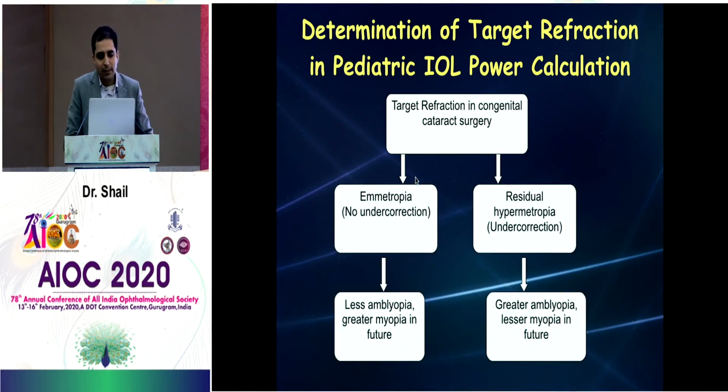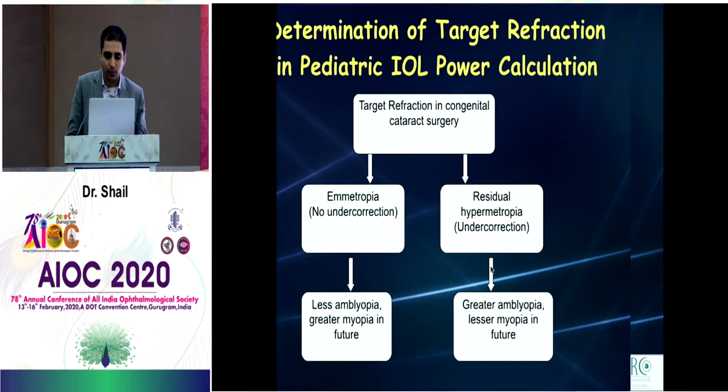So the debate always rages whether you do an emmetropia correction. The advantage is that the child would be able to see well immediately, therefore lesser chances of developing deep amblyopia. However, there is an extremely high chance of extremely high myopia occurring in the future. Whereas the other approach is to undercorrect these children, that is, leave them hypermetropic at the time of surgery. Then there is a higher chance of amblyopia in the early post-operative period, because you need to make sure they are strict in wearing their glasses or contact lenses, but lesser chances of extreme refractive error in the future.